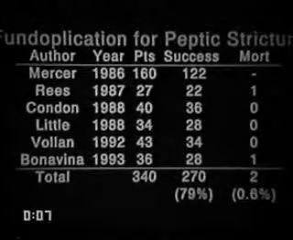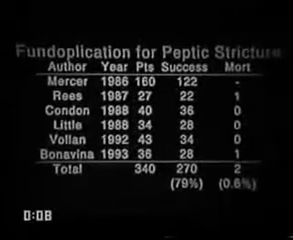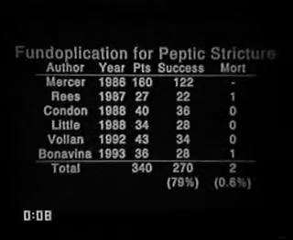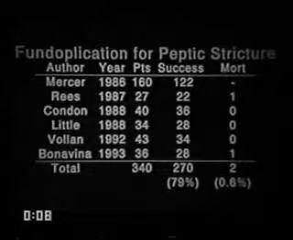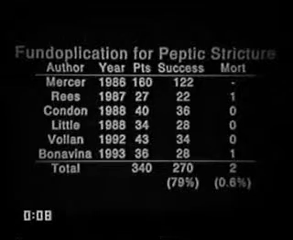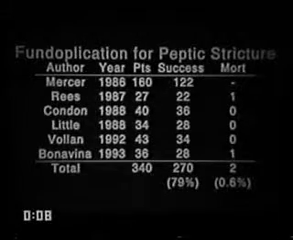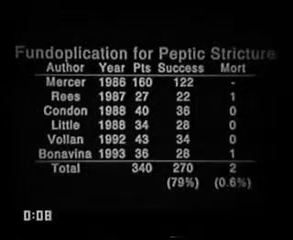Standard fundoplication for these patients has a very good success. We think of the success for standard fundoplication without strictures being a success rate of about 85 or 90%, and so for patients with stricture, the success rate is going to be about 80%, slightly less, but still very acceptable.